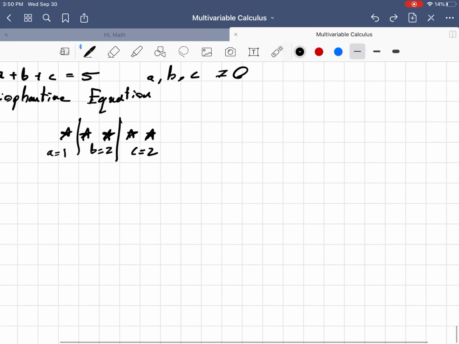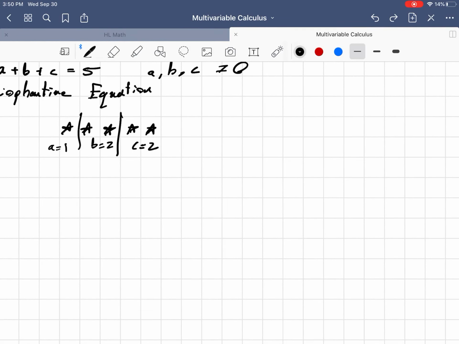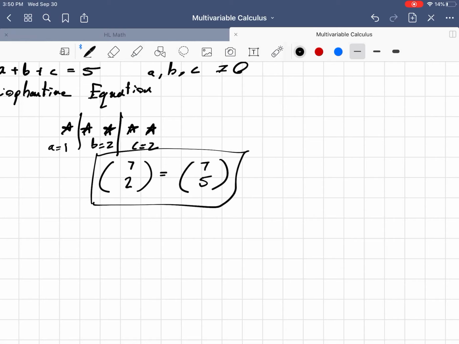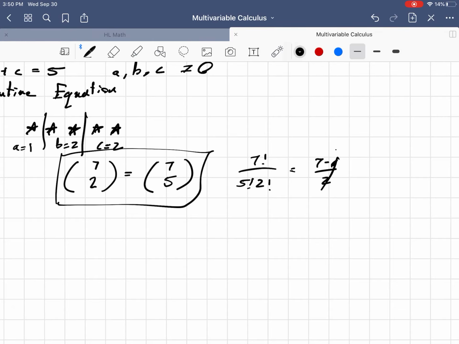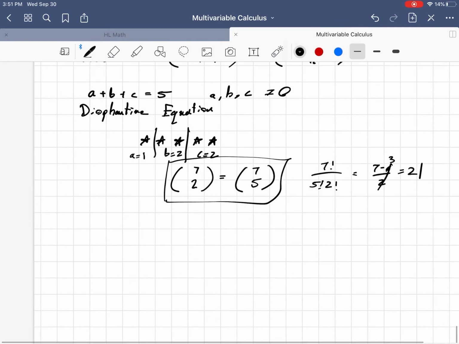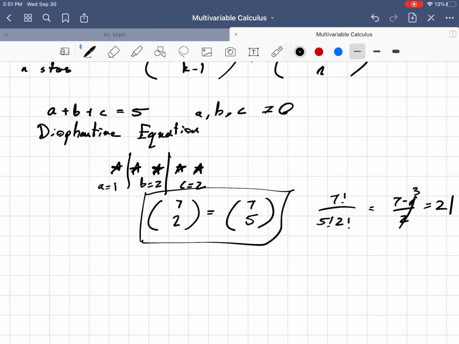And so by stars and bars, this tells you we've got 5 stars, we have 2 bars. That means we have 7 total slots, and we're choosing to put the 2 bars somewhere, or we're choosing to put the 5 stars somewhere. Either way you do it, you're going to get the same thing. And so that number, 7 factorial over 5 factorial, 2 factorial, is 7 times 6 over 2, which is 7 times 3, or 21. That means there's 21 solutions in the non-negative integers to this Diophantine equation.